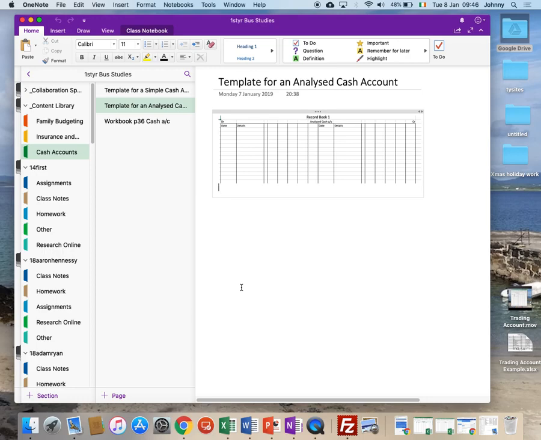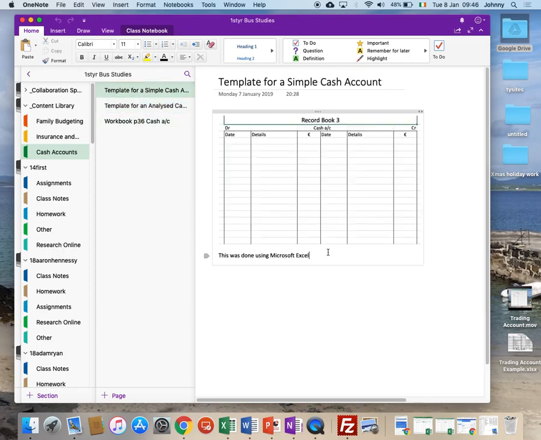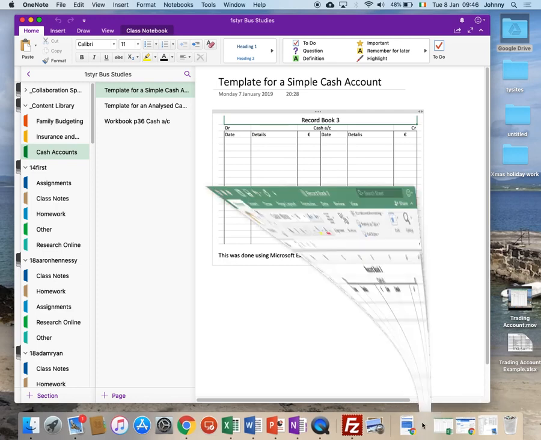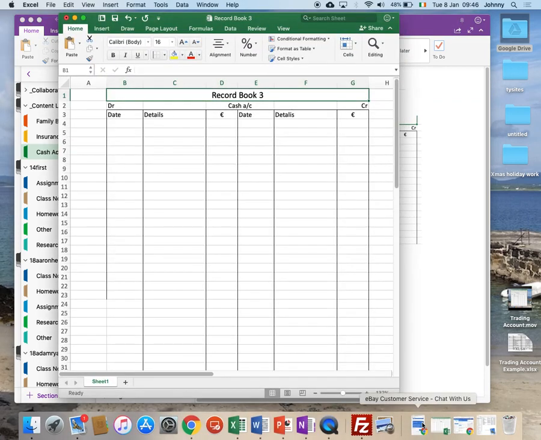Now, what we're going to do is we're going to use the template and make a simple cash account, and I'm going to do what is on page 36, making a simple cash account. I'm going to do it in Microsoft Excel, and then when I'm finished, I'm going to put this onto OneNote. Is everyone okay so far? Yes. Okay. So, what I'm using now is Record Book 3.